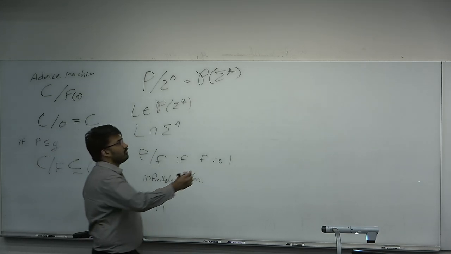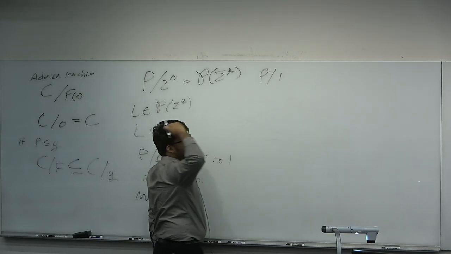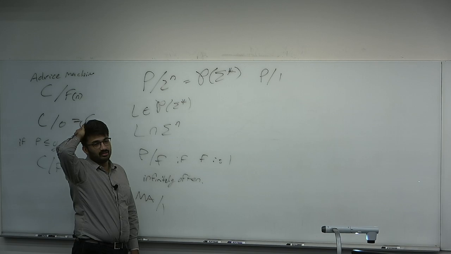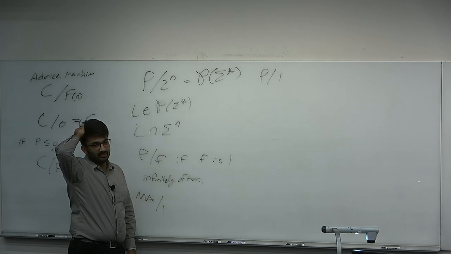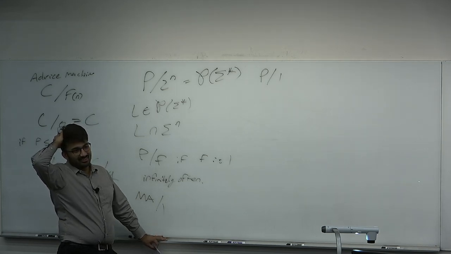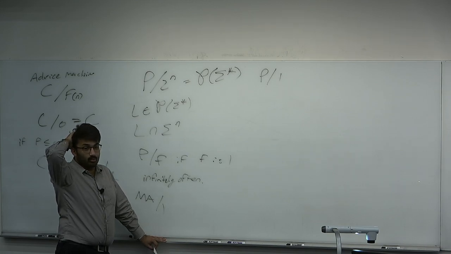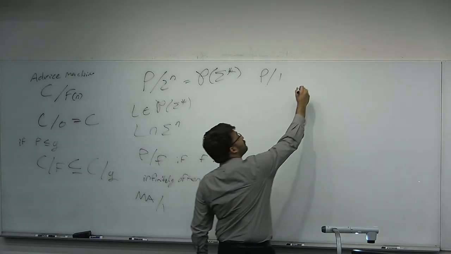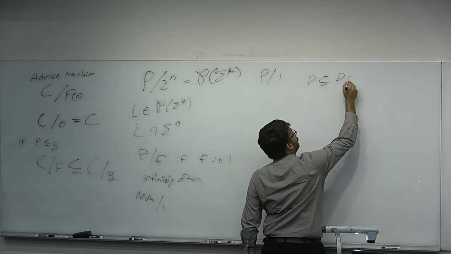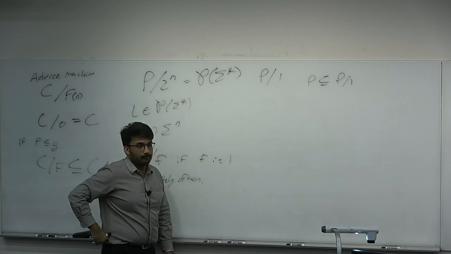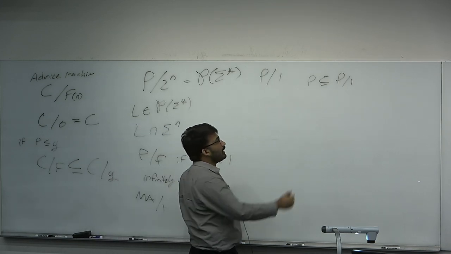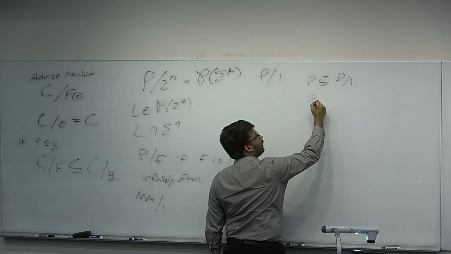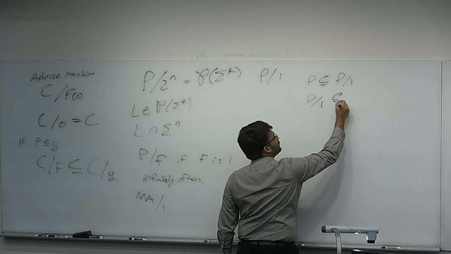What about P with one bit of advice? What do we think P is with one bit of advice? First off, P is contained in P with one bit of advice, right? Why is P a subset of P with one bit of advice? Just ignore the advice. Why, what do we think, I'll say it, P with one bit of advice is actually contained in P.